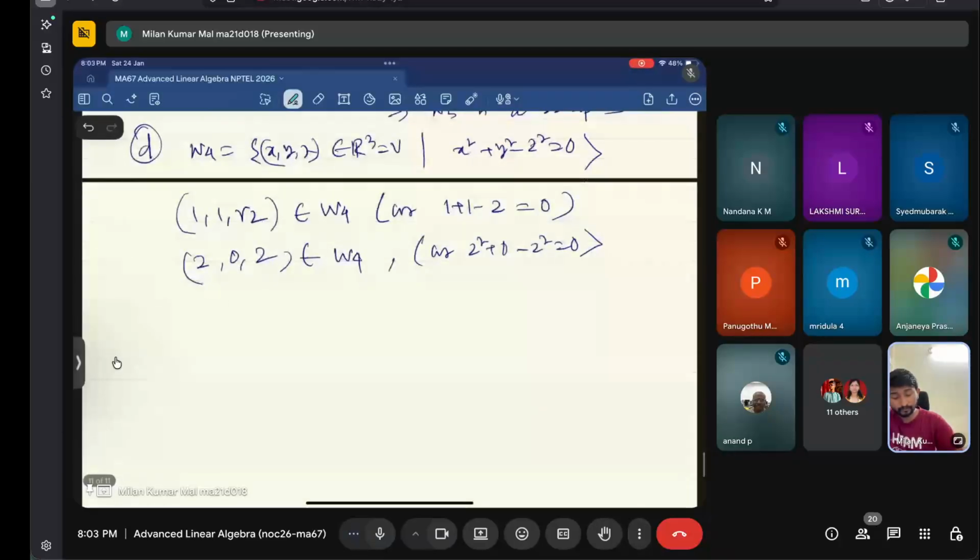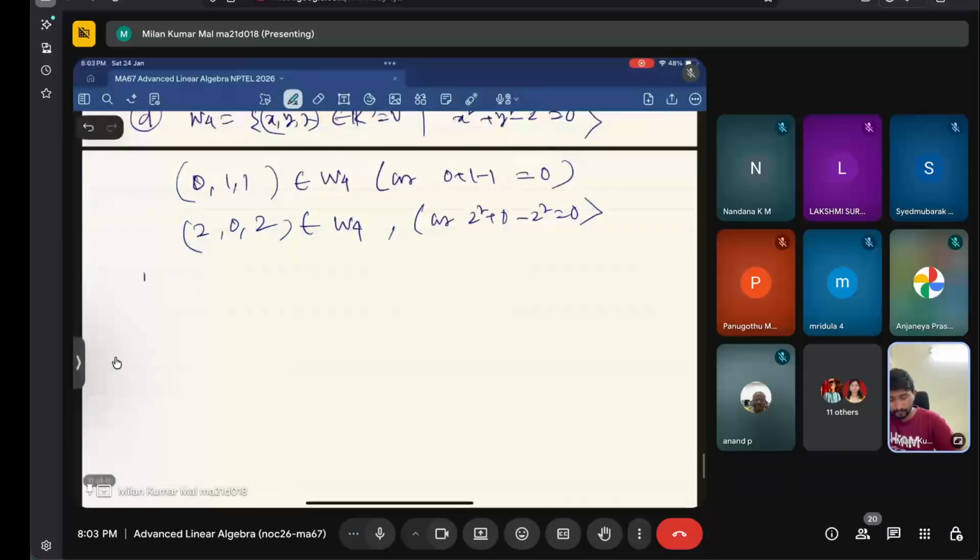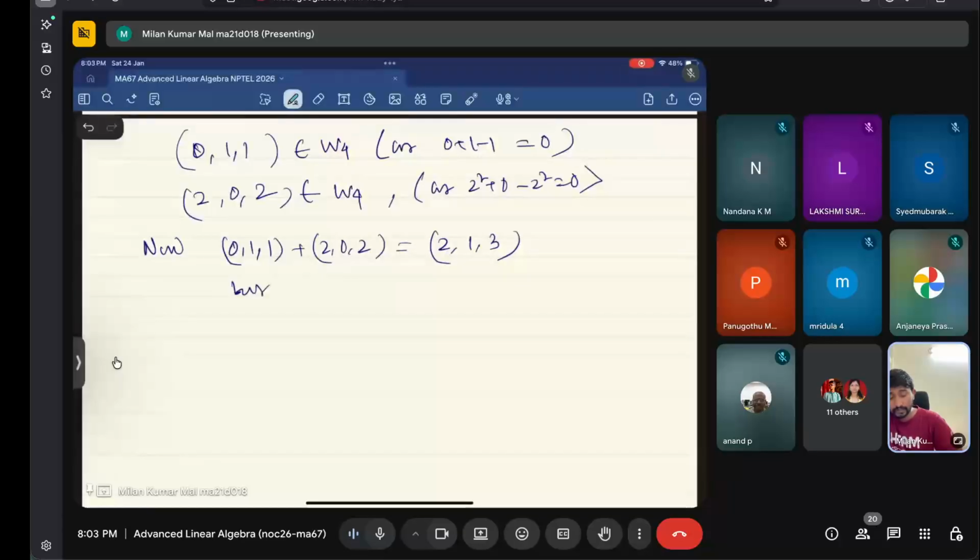More easily one can take 0, 1, 1. This is there as 0 plus 1 minus 1 is 0. Okay, now let's add these two terms, and it will be 2, 1, 3, right? So 2 square plus 1 square minus 3 square, that is 4 plus 1, 5, minus 9, that is equal to minus 4, that's not equal to 0. So that says that addition is not holding. So how can it be a vector space? That says W4 is not a subspace of V.